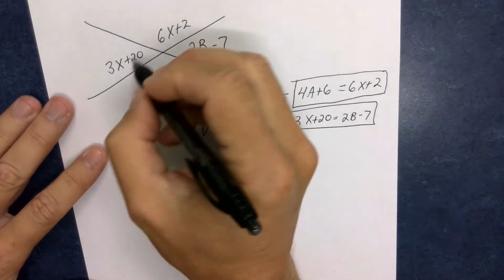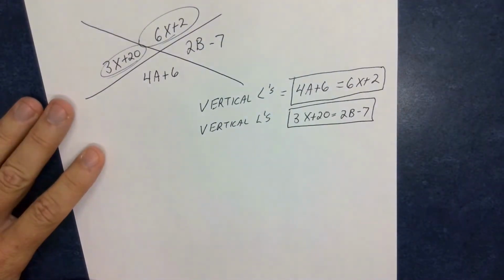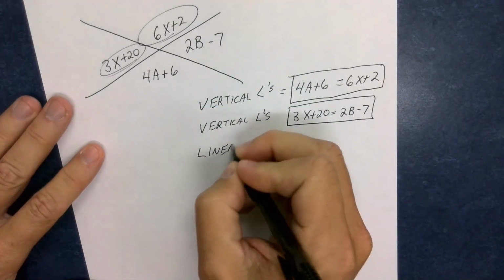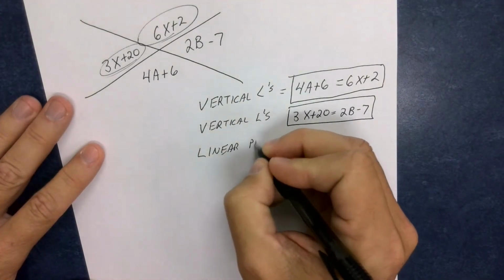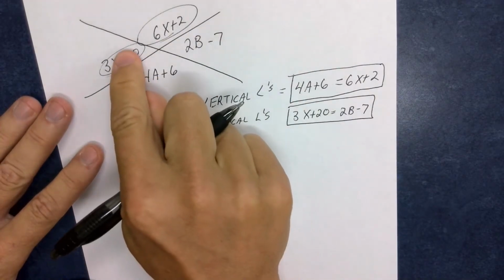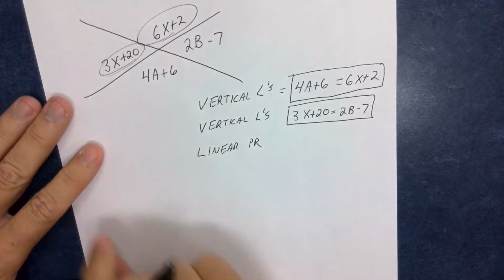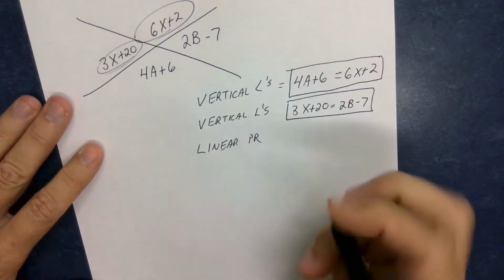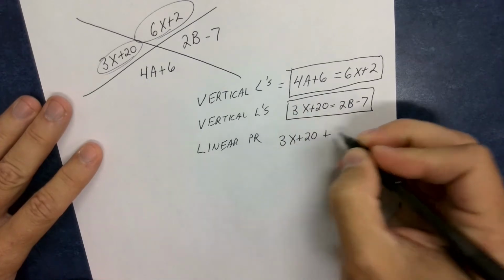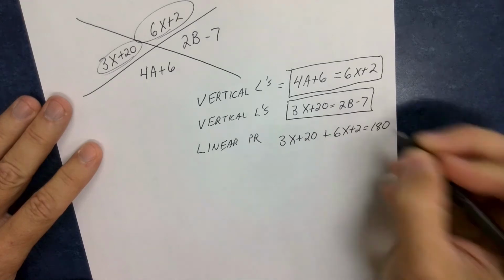Look at these two angles right here. Do those two angles form a linear pair? The answer is yes. So by a linear pair of angles, remember linear pairs aren't equal. It's obvious, right? This one's less than 90, this one's bigger than 90. But by a linear pair, I do know that this is true, that 3x plus 20 plus 6x plus 2 does add up to 180 degrees.